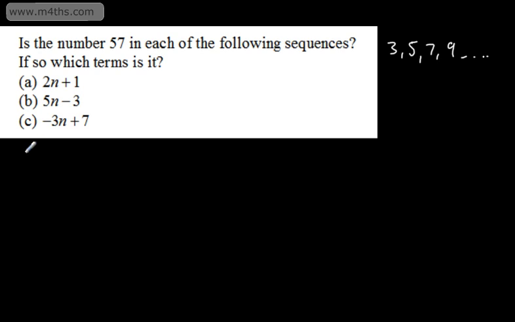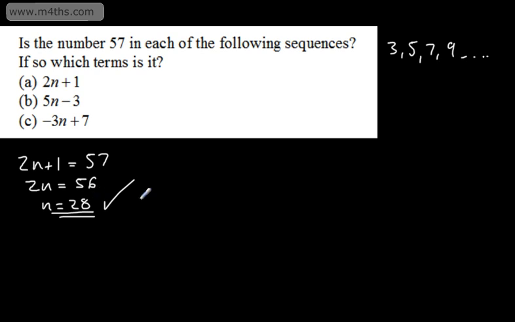Alternatively, all we need to say is that if it is in there, 2n plus 1 will be equal to 57. Solving this equation for n, subtracting 1 from both sides, 2n is going to be equal to 56. Dividing both sides by 2, n would be 28. Yes, it will be in there because this is a whole number. If this comes up not to be a whole number, it won't be in there. So we can say that it is in there and it's the 28th term.